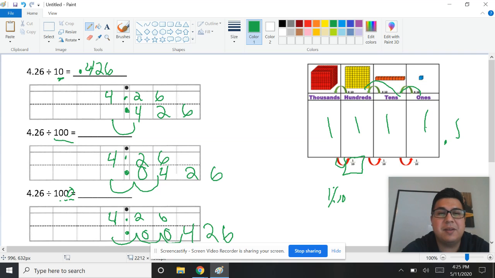So let me know what you guys think about this. Is it harder? Is it easier? Is it a lot easier than you thought it was going to be?